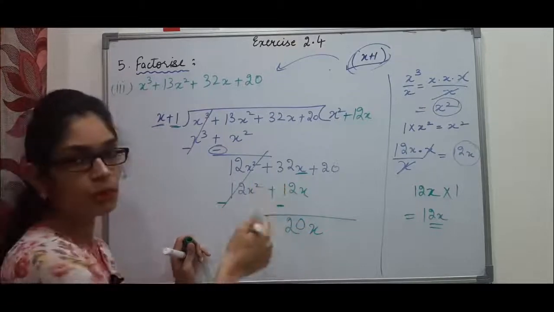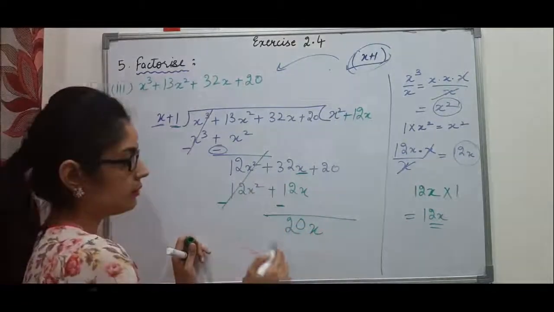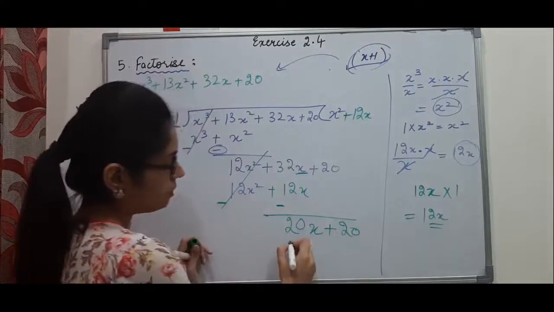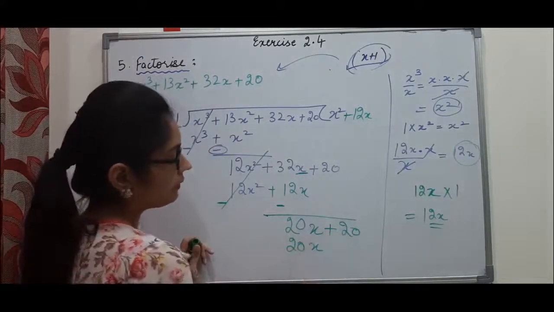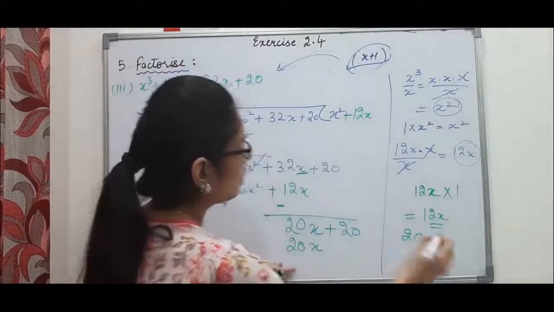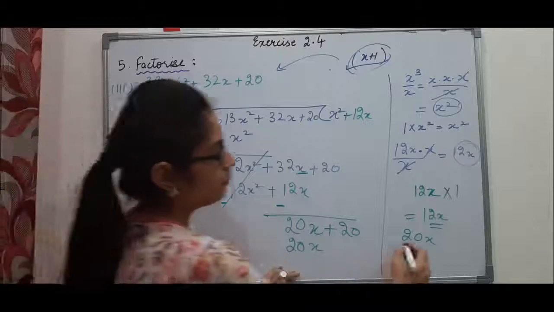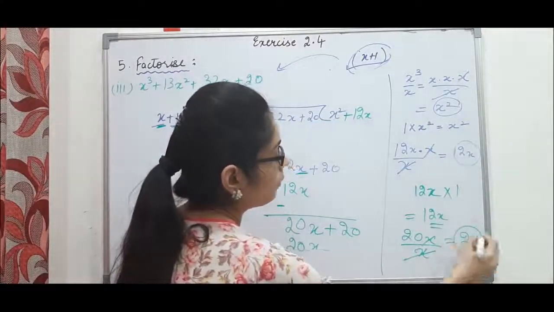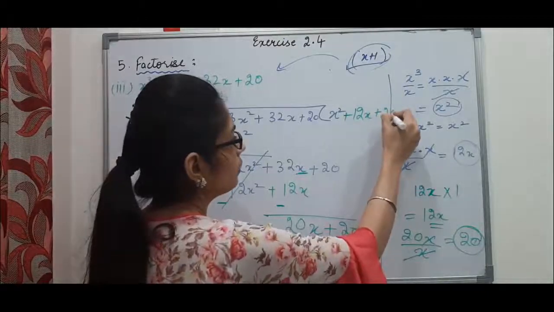Plus 20, because with 32 the plus sign is there. So 20x plus 20. The first term I can write as it is, 20x. Now this first term, 20x, I have to divide with x. So x and x will get cancelled, and I am left with 20. This 20 I have to write here.